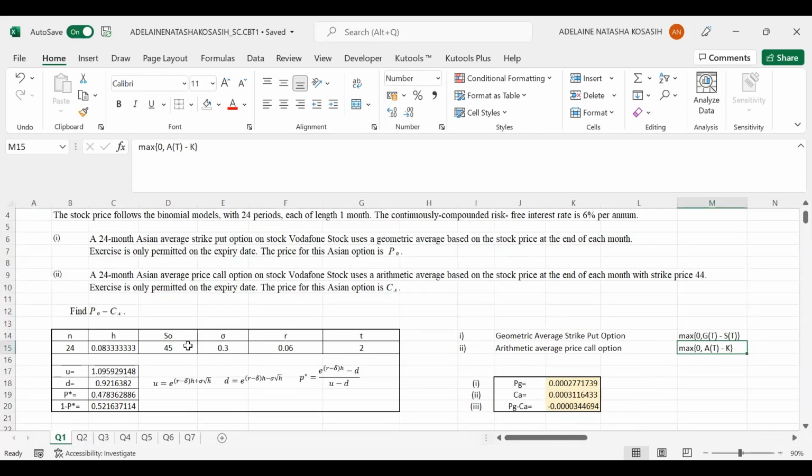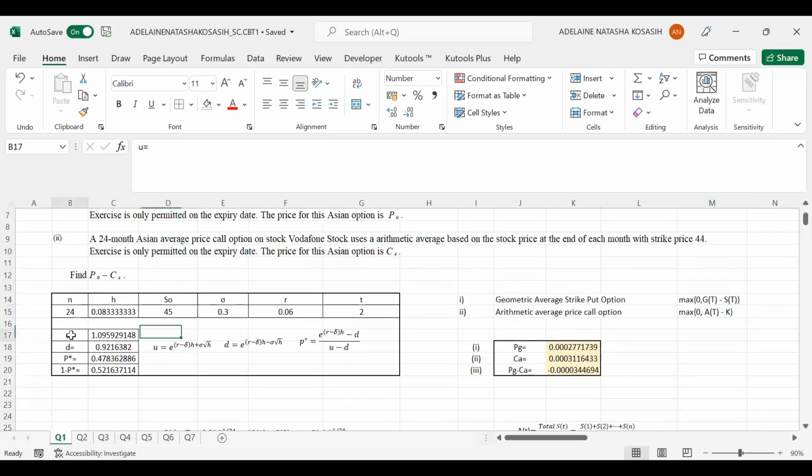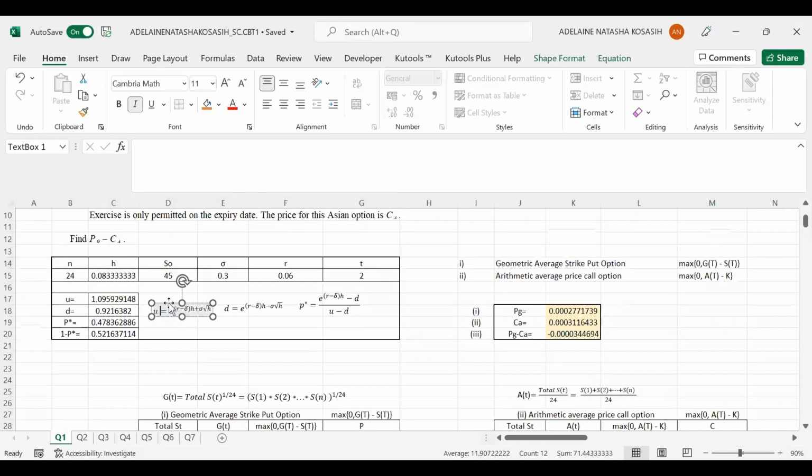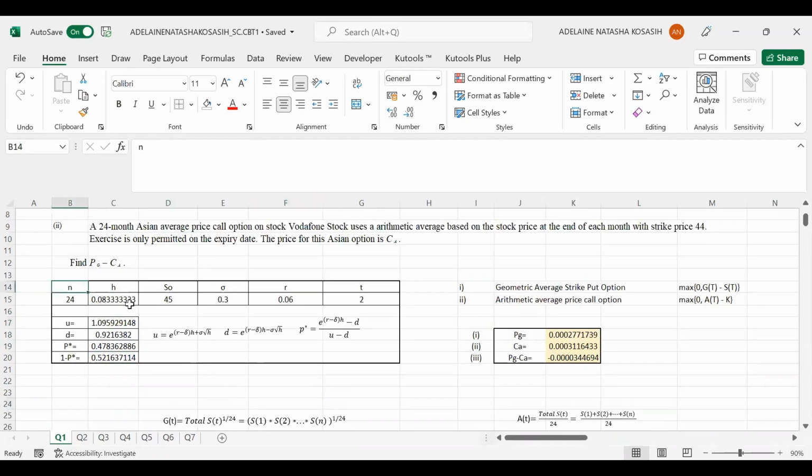And then first of all, we need to make the binomial tree, but before that, we need to know u, d, p star, and then 1 minus p star. This is the formula for u, d, and p star. You can just input from here. All the equations are known, so you can just put the formula here like this for u, for d, for p star, and then for 1 minus p star. Okay, so after we get these values, we can calculate the binomial tree.